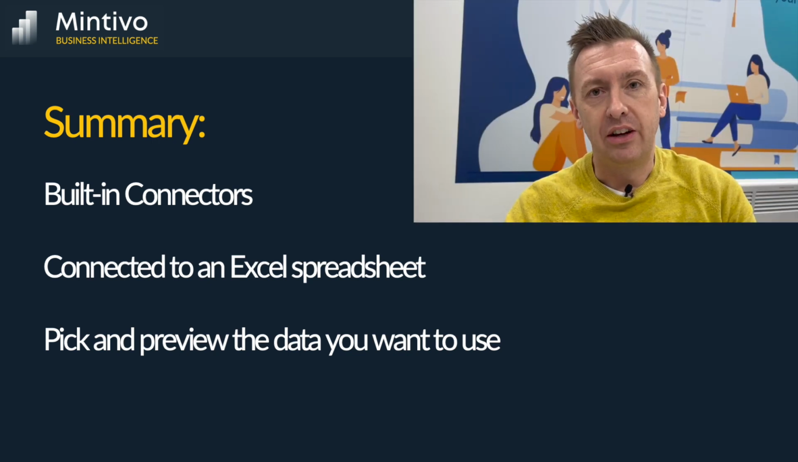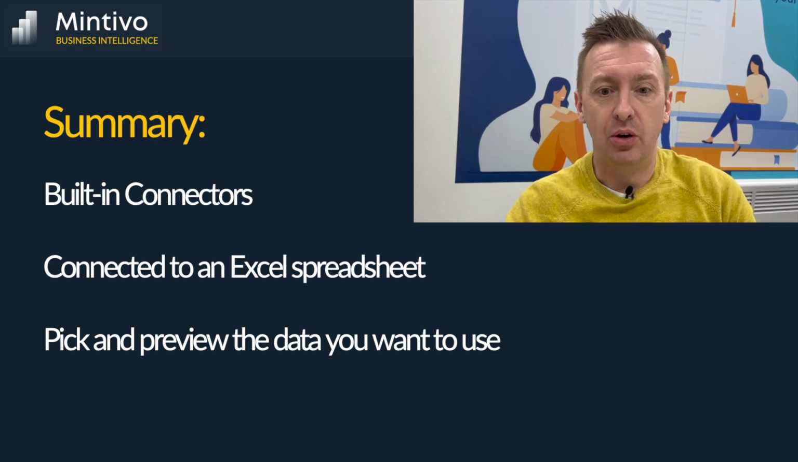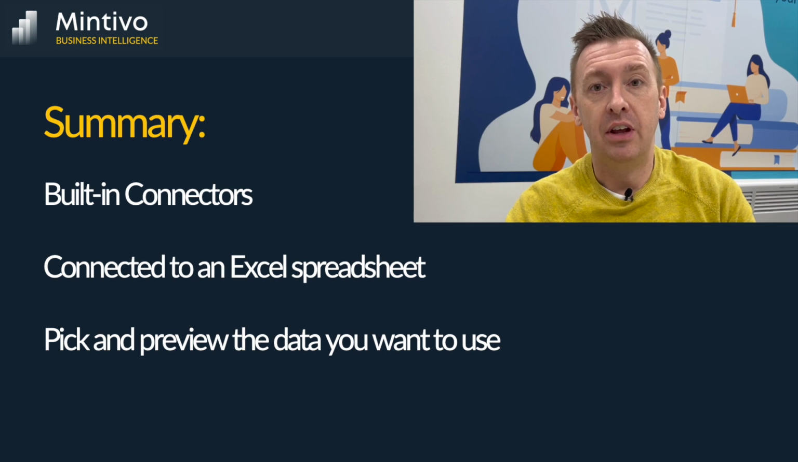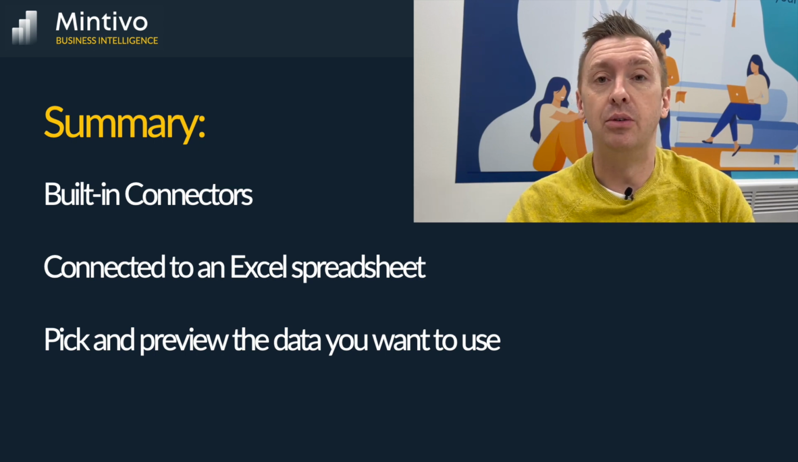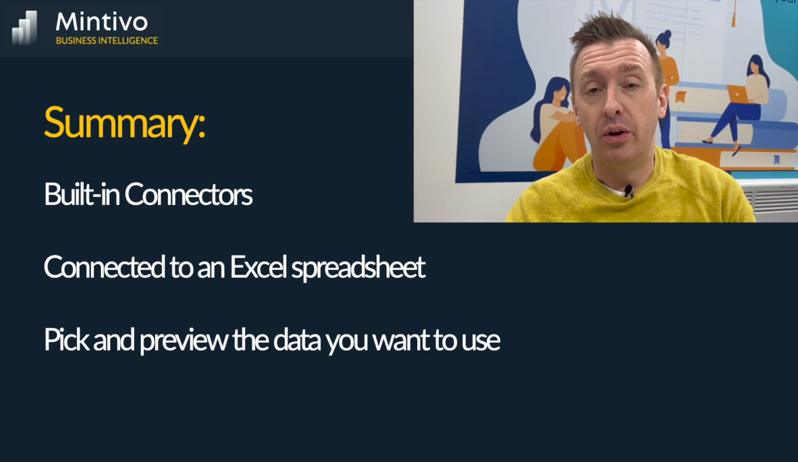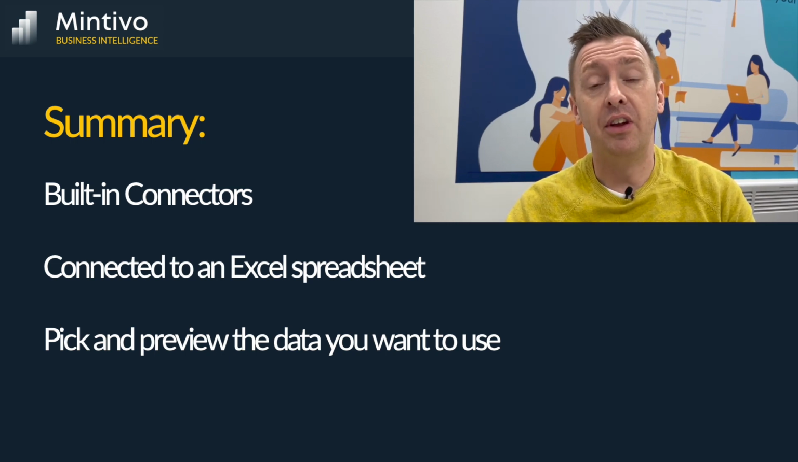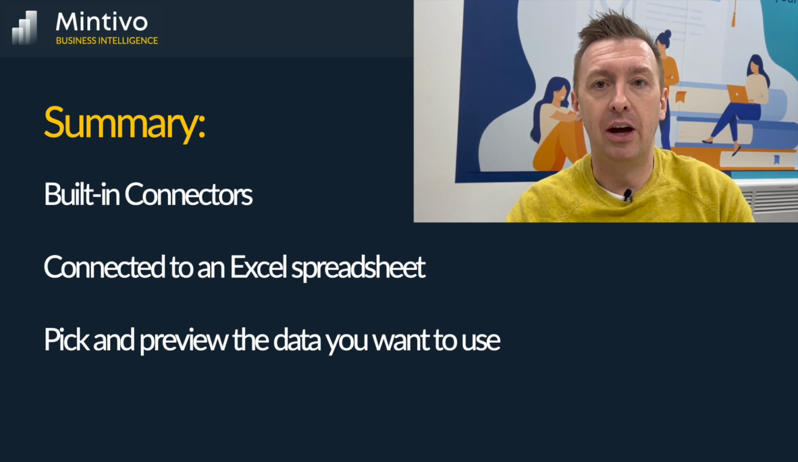So in that short section, we've had a look at Power BI Desktop and how it can be used to connect to your data sources. First of all, we had a look at the 80-odd built-in connectors that Power BI has out of the box to let you connect to and hook up to your existing systems. Then we use one of those connectors to connect to an Excel spreadsheet. And finally, we use the Navigator pane to pick and preview the data that we had inside that spreadsheet and pull it through into tables and fields within Power BI Desktop.